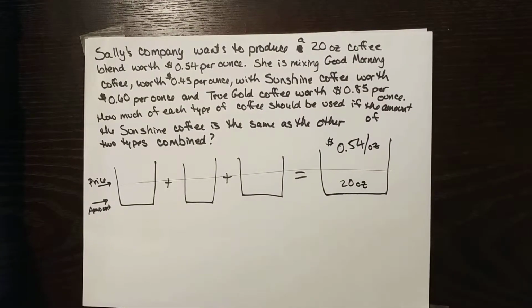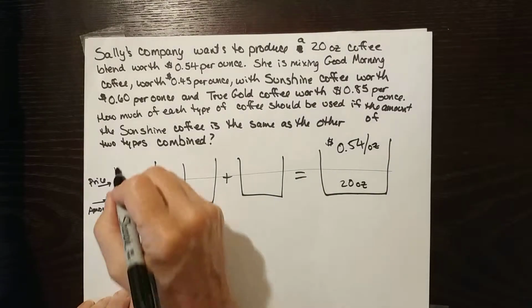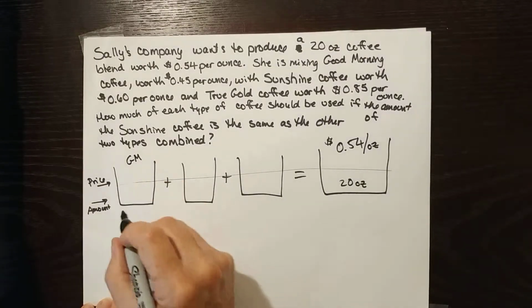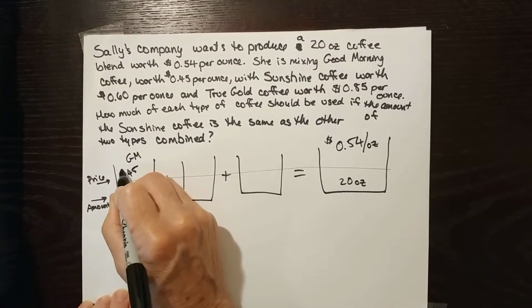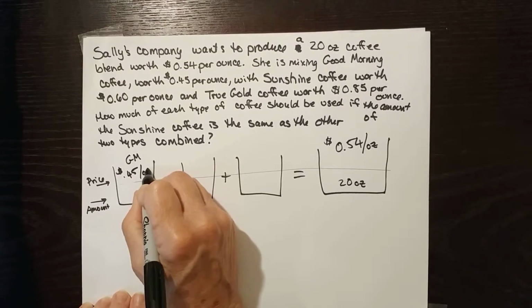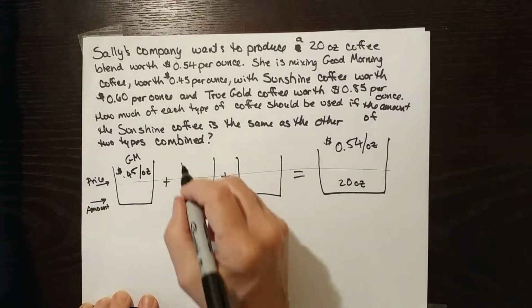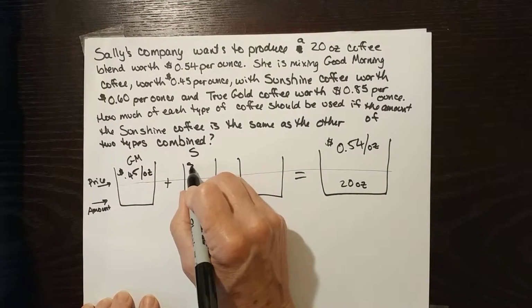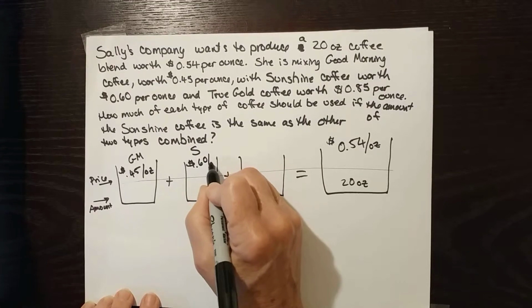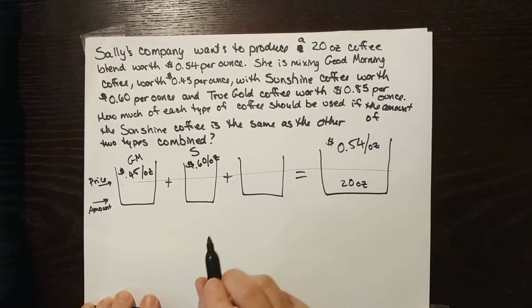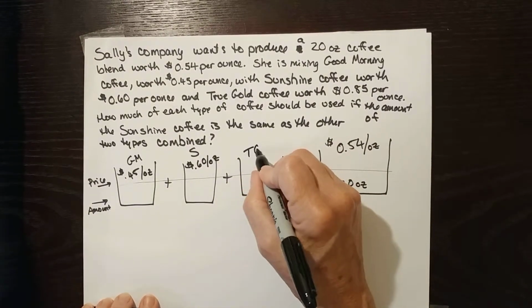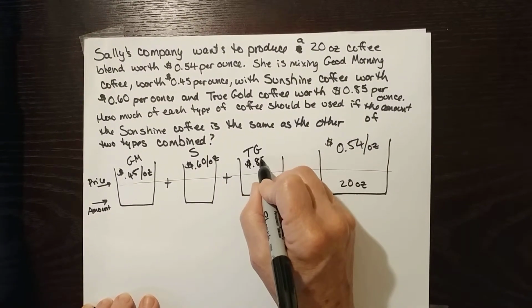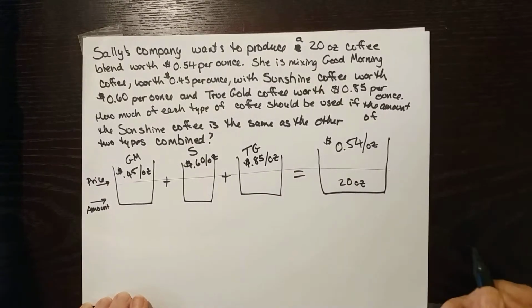All right. So she's mixing Good Morning coffee. I'm going to call this one the Good Morning coffee. And it is worth 45 cents per ounce. So I'm going to say 45 cents per ounce. With Sunshine coffee, this is my Sunshine coffee, and it's going to be worth 60 cents per ounce. With something called True Gold coffee, worth 85 cents per ounce.